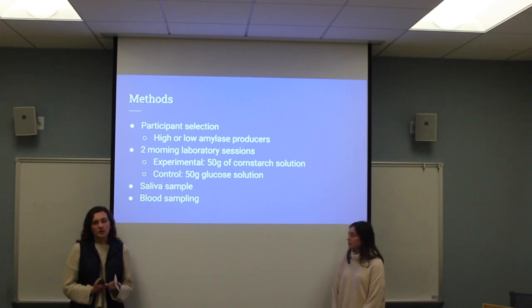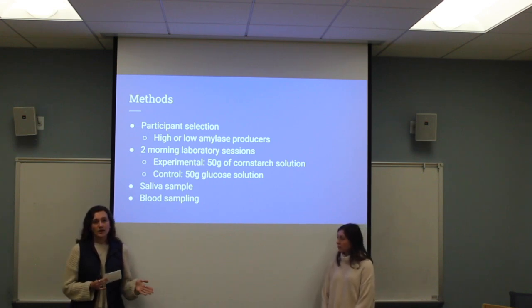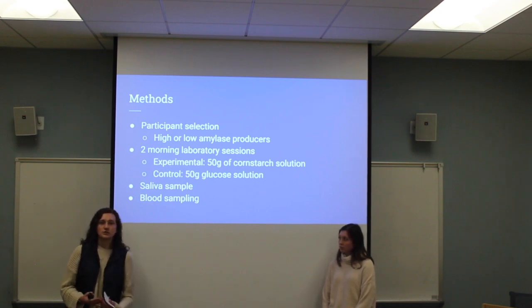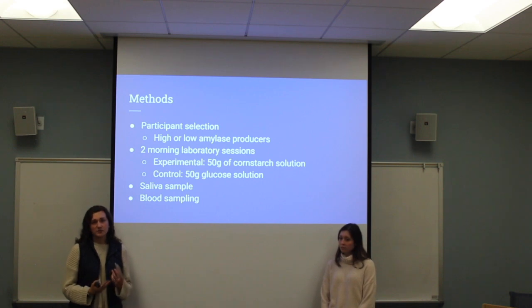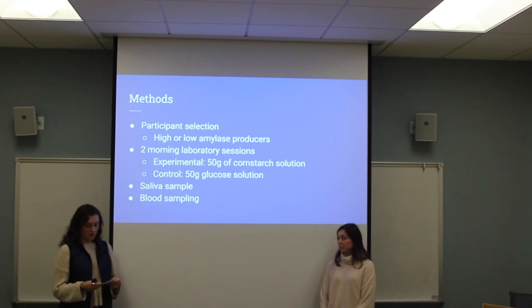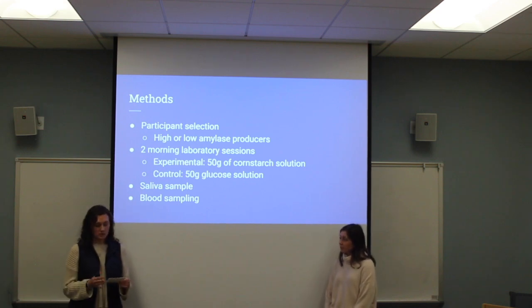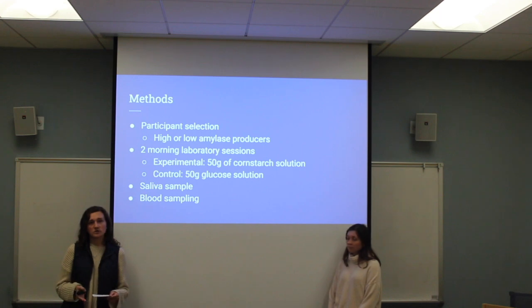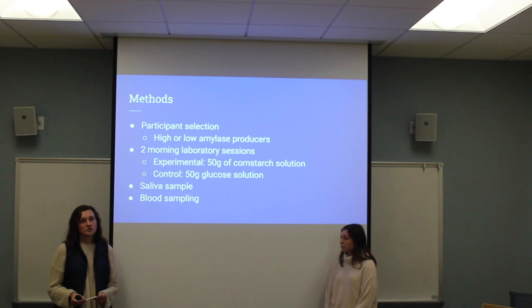As far as the actual experiment goes, there were two laboratory sessions that occurred in the morning. The experimental group was given 50 grams of a cornstarch solution, whereas the control group was given 50 grams of a glucose solution. No matter what group they were in, participants were not allowed to eat or drink anything besides water, starting at midnight the night before the study was conducted. And when they drank each solution, they had to drink it at a constant rate for 20 minutes, and the rate of intake was timed for experimental purposes.